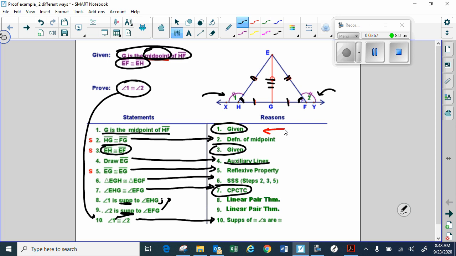Okay, so that's one way of doing a proof, and I want to bring this up because it had a couple new reasons or justifications that we haven't seen in other proofs: auxiliary lines, if you're wanting to draw something there, and the supplements of congruent angles are congruent. I have seen that on the DCAS, so that's why I brought this proof in here.